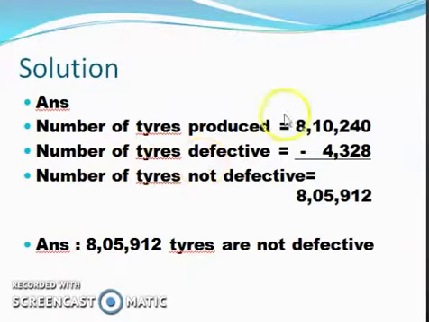Number of tires produced 8,10,240. Number of tires defective. With the place values, we write 1000 below 1000, 4,328. Number of tires not defective, we subtract. 10 minus 8, 2. 3 remains here. Minus करके 1 आएगा. 12 minus 3, 9. 10 बनकर 9 रहेगा. 9 minus 4, 5. इधर 0 रह जाएगा. 0. And 8 as it is. So we have 8,05,912 tires which are not defective. This answer writing is important.